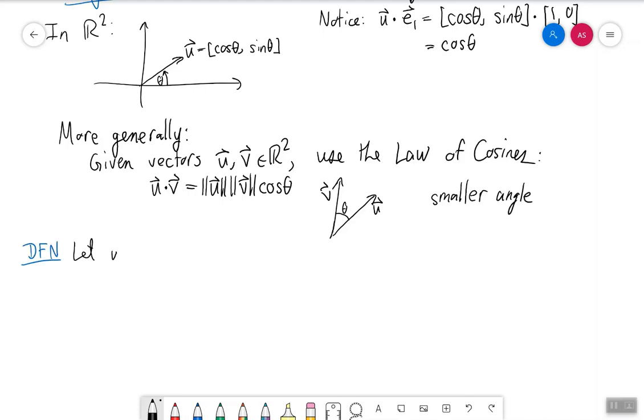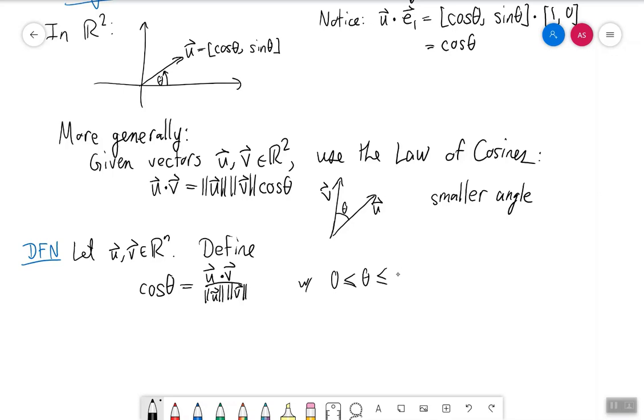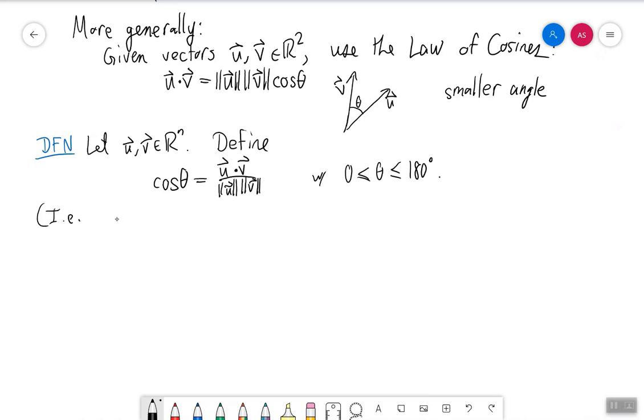So let u and v be in Rn. Then we define the cosine of theta to be u dotted with v over the length of u times the length of v. Here we want to use the smaller angle, so in other words, theta is less than or equal to 180 degrees and greater than or equal to 0. In other words, theta is the inverse cosine of u dot v over the length of u times the length of v.